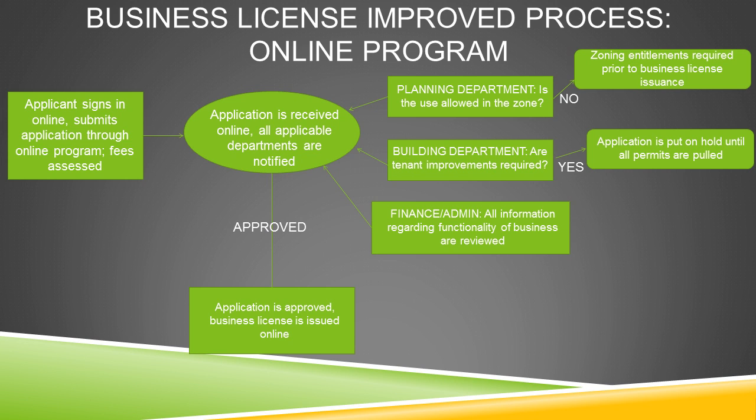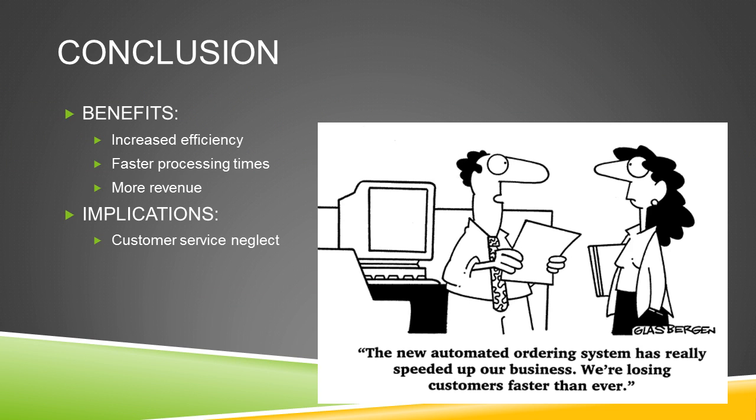A clear indicator of improved performance will be the amount of business licenses processed and issued by the jurisdiction. If the amount increases, then the online program allows for a faster processing time, therefore increasing efficiency.